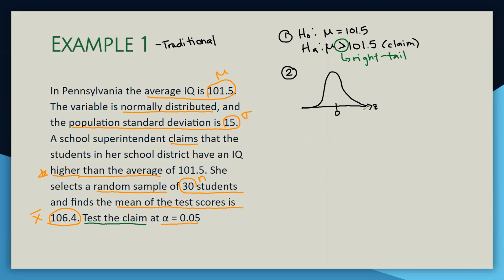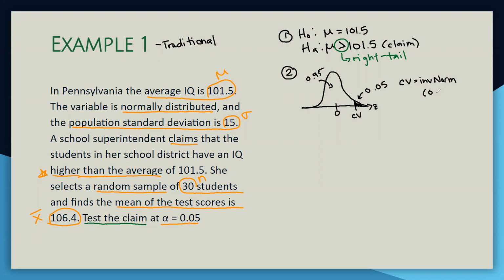My mean is at 0. I know that I should have a critical value here, and this shaded in tail. And I know that the area in that tail is 0.05. What that tells me is the area in this tail is 0.95. And I can find my CV by using inverse norm.